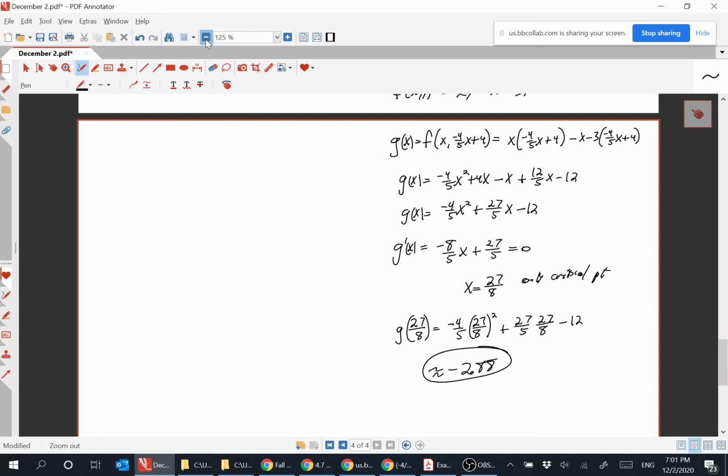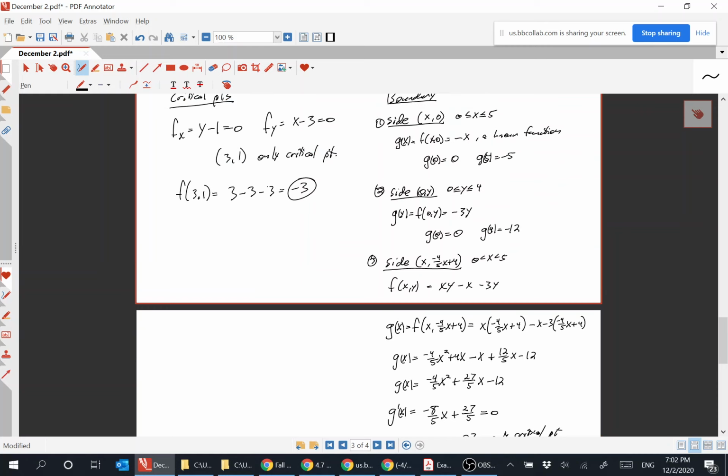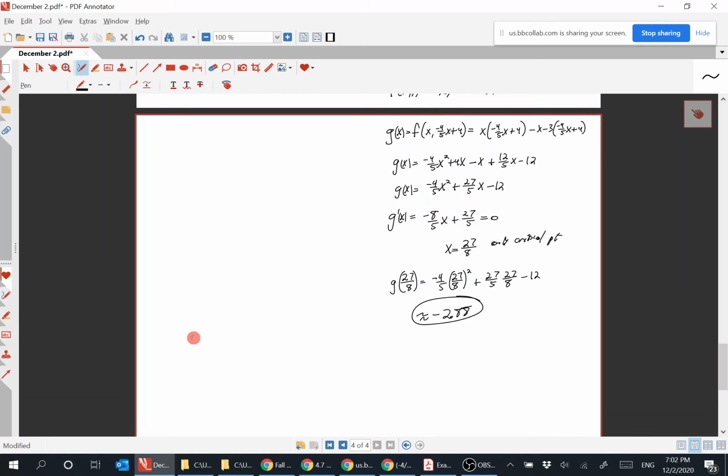So after all that, what's my max value? What's my min value? Well, my min value is minus 12. What's the max? 0. Actually, this critical point didn't pan out to be either the max or the min. So max value 0, min value minus 12.